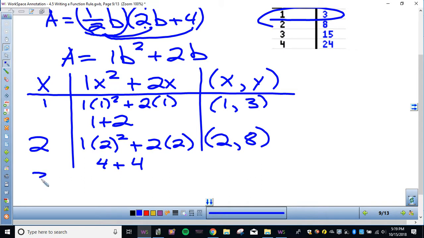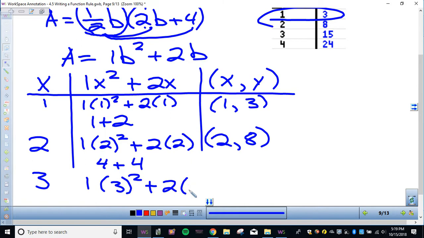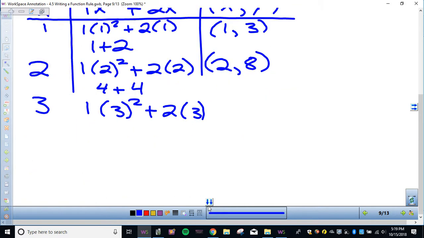So let's plug in 3. We get 1 times 3 squared plus 2 times 3. 3 squared is 9. 9 times 1, still 9, plus 2 times 3, which is 6. So when we plug in 3, we get 15. So you may notice here that all of our values are positive.